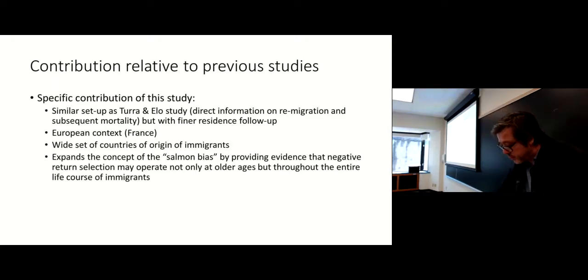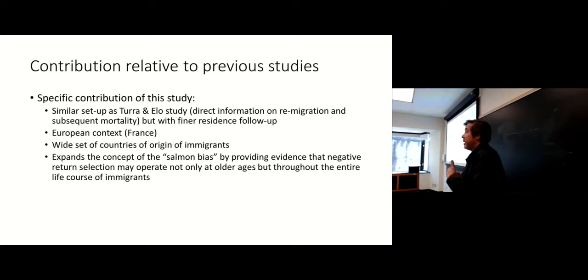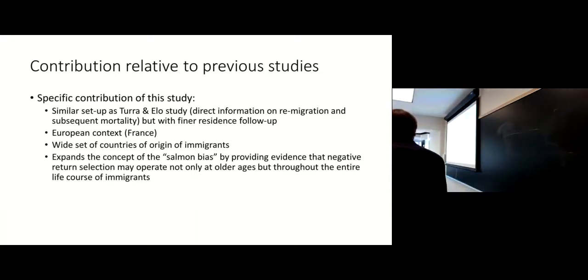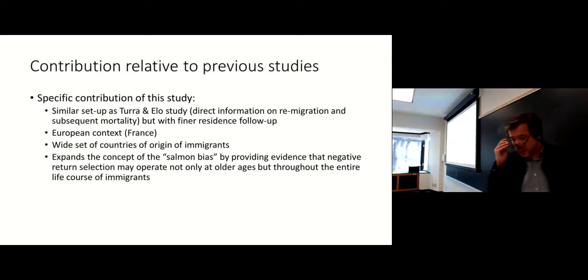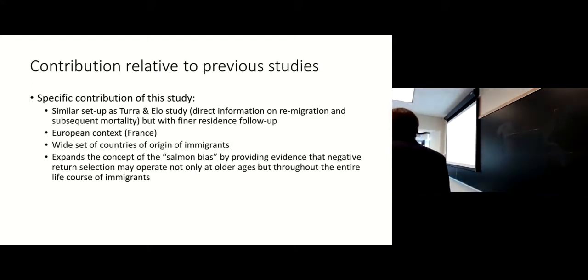The specific contribution is that, first of all, we have a similar setup as the Tura and Ilo study, meaning direct information on remigration and subsequent mortality. But unlike what they had, we actually have individual data, they had aggregate data, and we have a much finer residence follow-up. We're able to track individuals. We have their addresses updated every 3 months, so much finer data. We're working with the European context here with data from France, which is rare in this literature. We also have a wide set of countries of origin of immigrants. That's going to be helpful. We're going to be drawing a lot of information from these different comparisons.